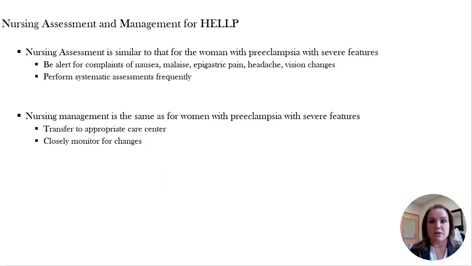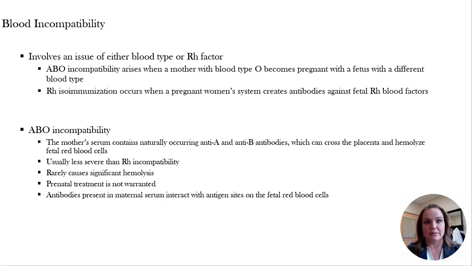When we're taking care of patients with HELLP syndrome, we need to be doing really, really good close assessments. We need to be aware and on alert for any complaints of nausea, malaise, epigastric pain, headache, vision changes, and doing our head to toe assessments frequently, listening to their lung sounds frequently, assessing for pulmonary edema. Nursing management for patients with HELLP syndrome is the same as for patients with preeclampsia with severe features. Closely monitoring for changes and prepare to transfer to the appropriate level of care. That's it.